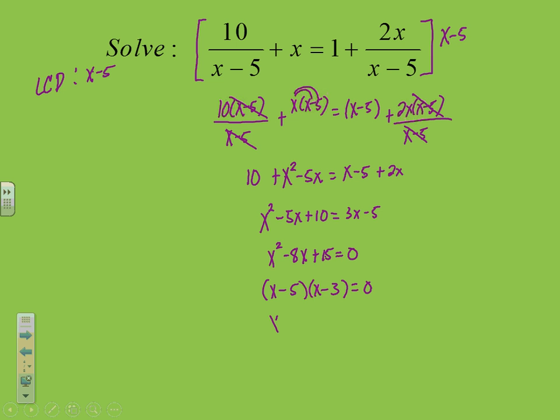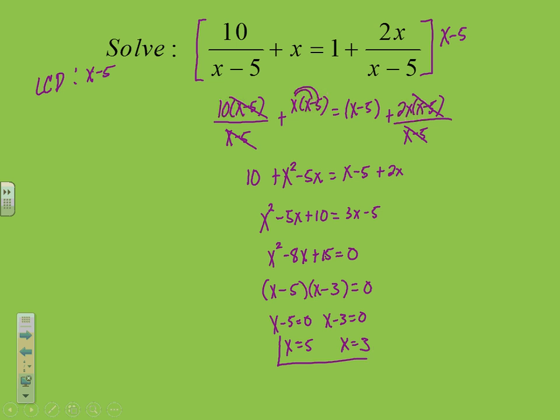Now I can set each factor equal to 0, like we did in our earlier lesson, and this is going to be x is equal to a positive 5 and x is equal to a positive 3.